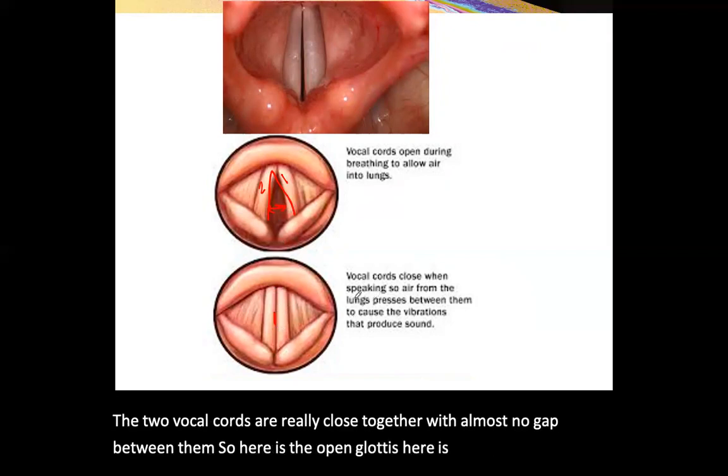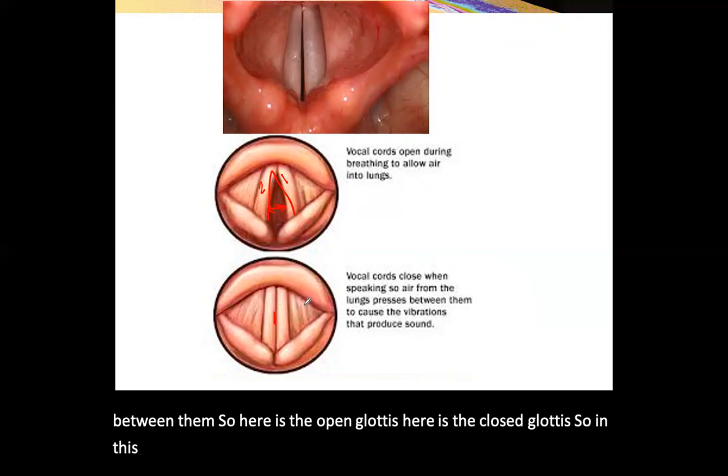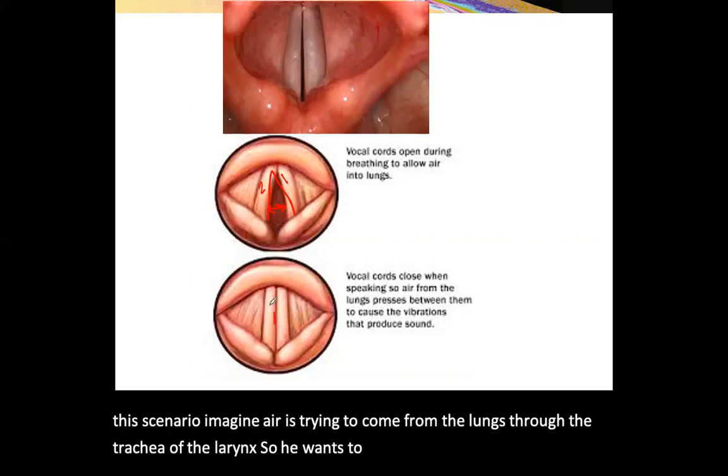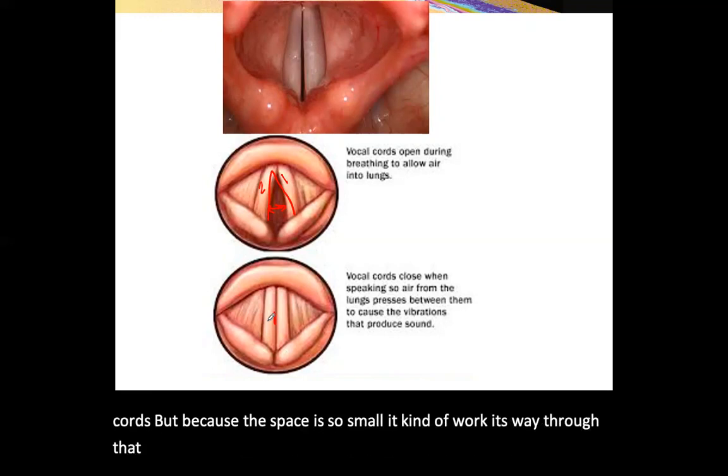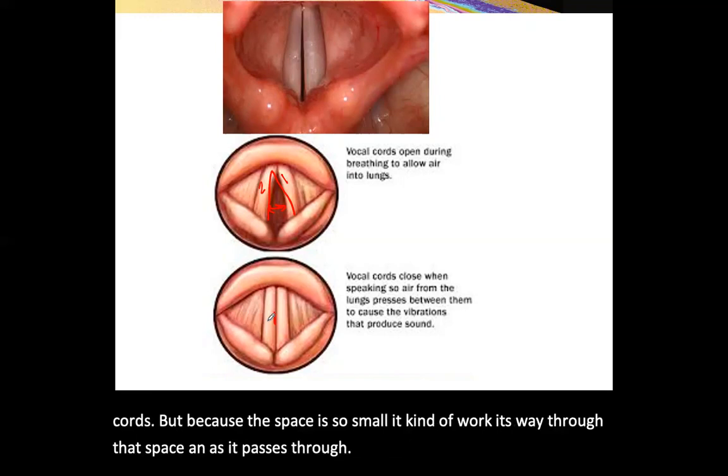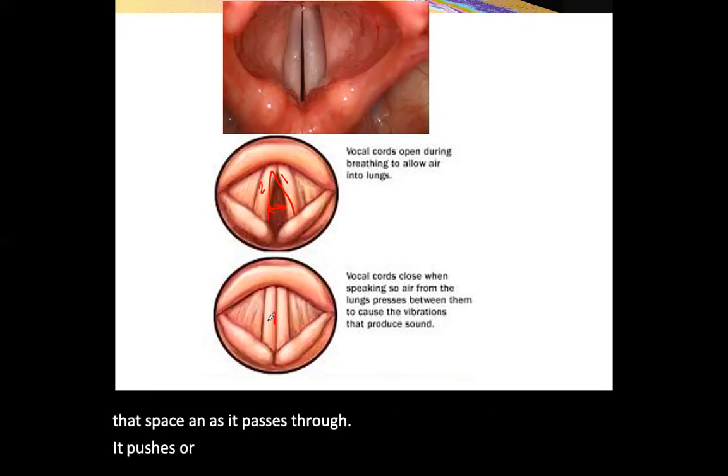So in this scenario, imagine air is trying to come from the lungs through the trachea up the larynx. So it wants to pass between these two vocal cords. But because the space is so small, it kind of works its way through that space. And as it passes through, it causes vibrations of the vocal cords. And those vibrations are what we identify as sound.